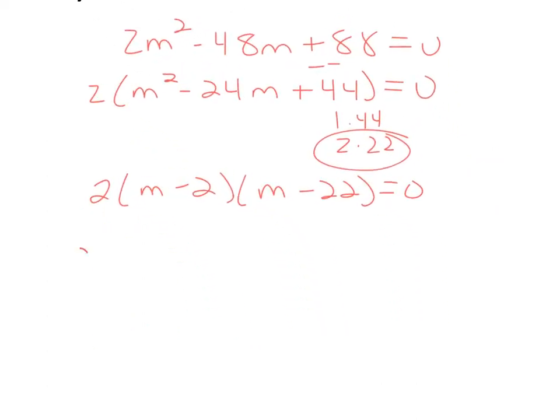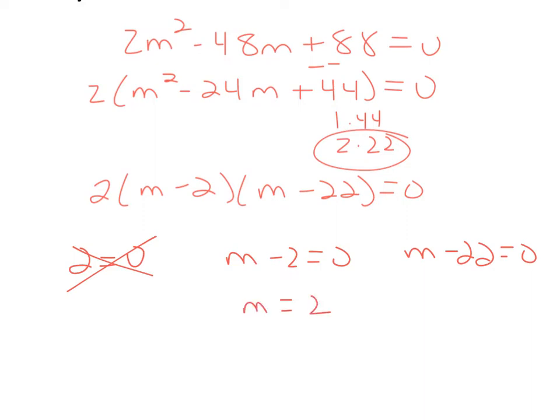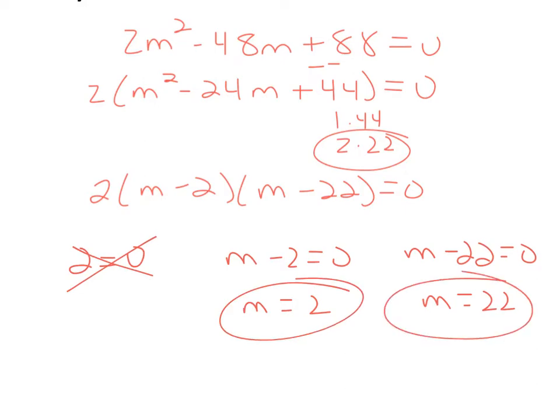Now we know that the 2 equals 0, no good, throw that out. M minus 2 equals 0, and m minus 22 equals 0. So I'm going to get m equals 2, and m equals 22. And those are going to be my 2 answers.